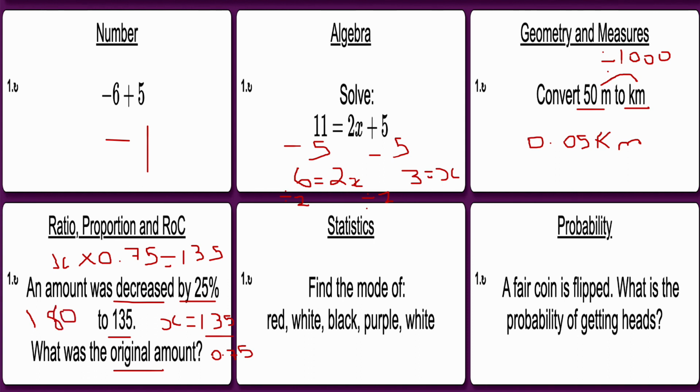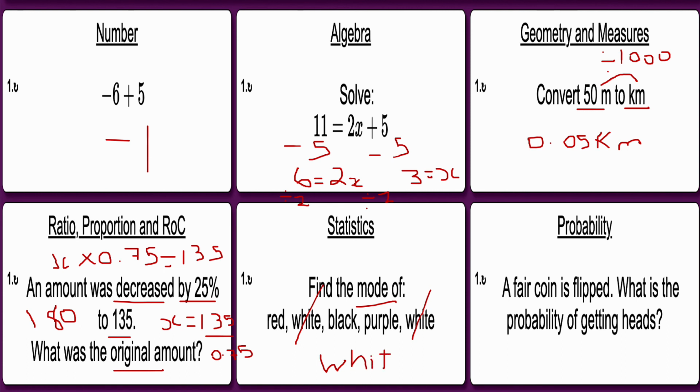We're now looking at statistics. Find the mode of red, white, black, purple, white. Mode means most occurring, so the one that appears the most. White appears twice, so white is the mode, because white appears the most.